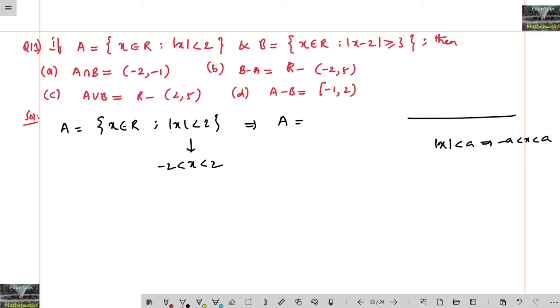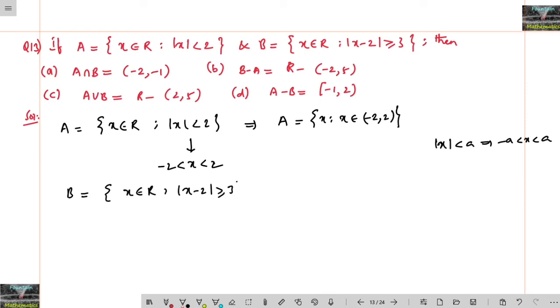So in terms of real numbers we can say that A is x such that x belongs to minus 2 comma 2. This is what we can give. And coming to the set B, x belongs to R, mod of x minus 2 is greater than or equals to 3. So mod of x minus 2 is greater than or equals to 3 implies, here I will write the formula, mod x greater than or equals to A implies either x is greater than or equals to A or x less than or equals to minus A.